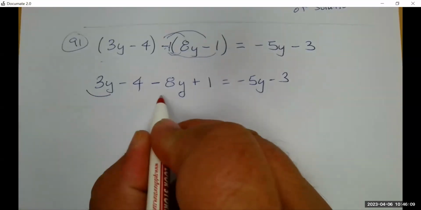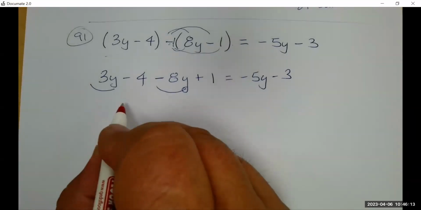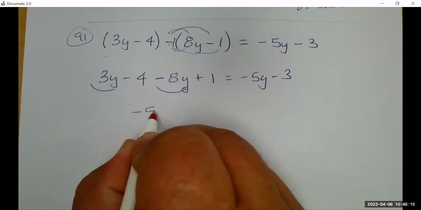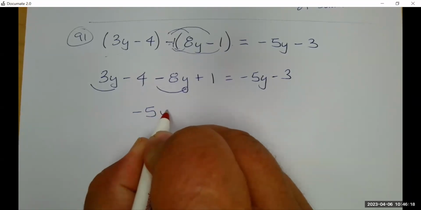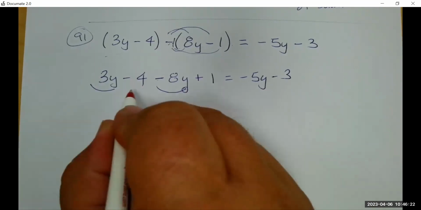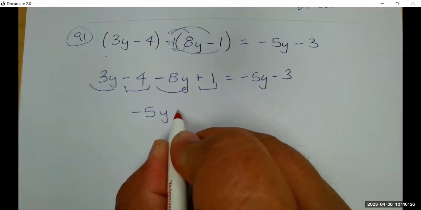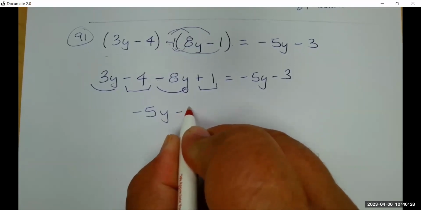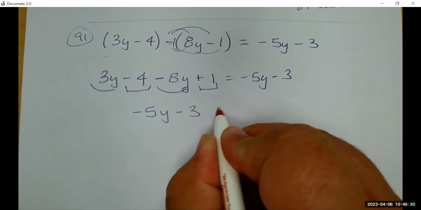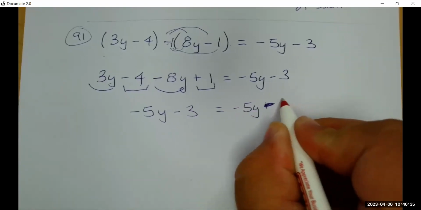3y minus 8y, which is? Very good. So its answer is negative 5y. And then equals negative 5y minus 3.